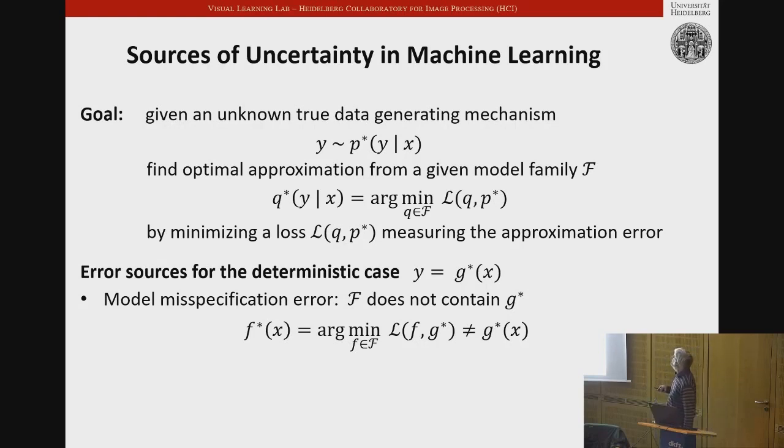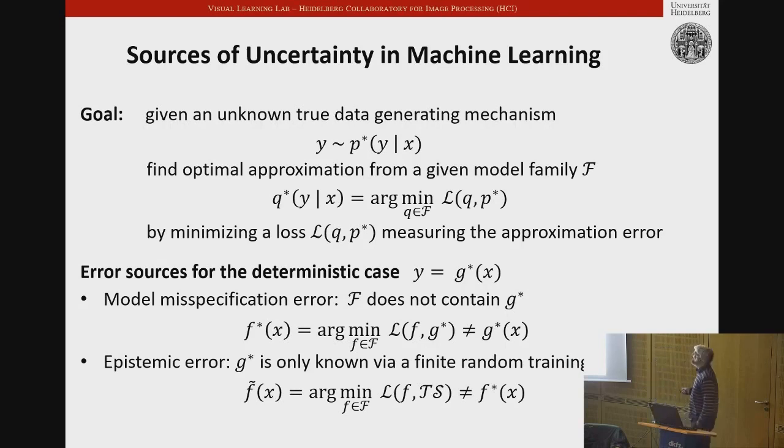So first of all, if our model family is too small, then the true function G star may not be in F. And then we get a best possible approximation F star. And if the family is too far away from G star, then we get a big model misspecification error. So the function f star will not explain very well what G star does. This has become less of a problem with the introduction of very deep neural networks. So then the model family is usually big enough, or at least close.